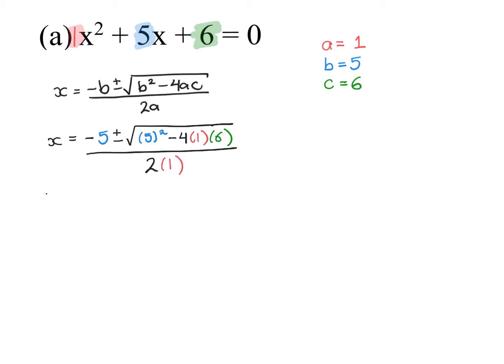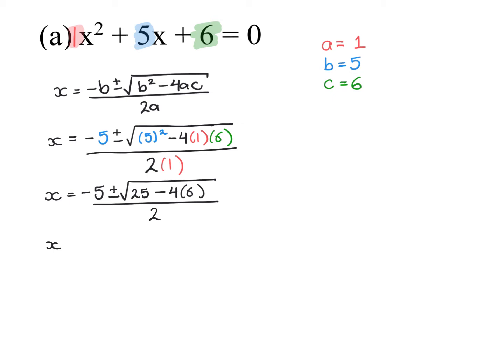Now let's try to actually solve this equation. So x is equal to negative 5 plus minus square root. Now let's do 5 squared first. So 5 times 5 is 25, minus 4, and let's multiply the 1 and the 6 together, which comes to 6. Okay, square root, let's close that. And then 2 times 1, well, that just happens to be 2.